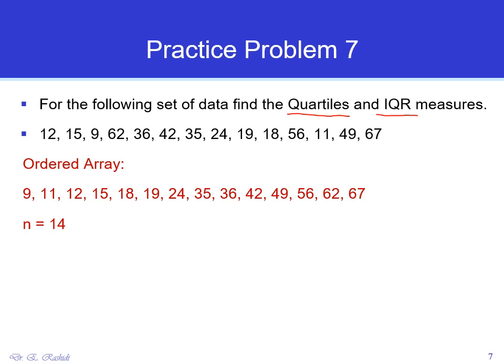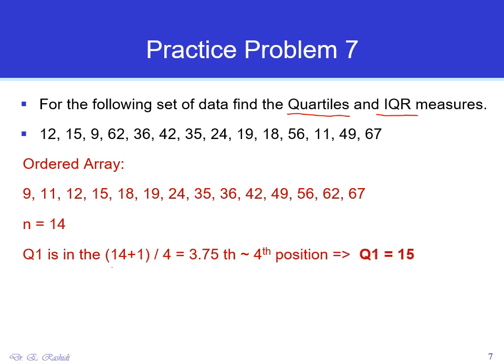So let's find Q1, the first quartile. The formula for finding the position of the first quartile is (n plus 1) divided by 4. So that would be 14 plus 1 divided by 4, which is 3.75. We have to use the third rule. The nearest integer to 3.75 is 4. So the fourth number is our first quartile. The first number, the second number, the third number, the fourth number. So our first quartile is 15, right?